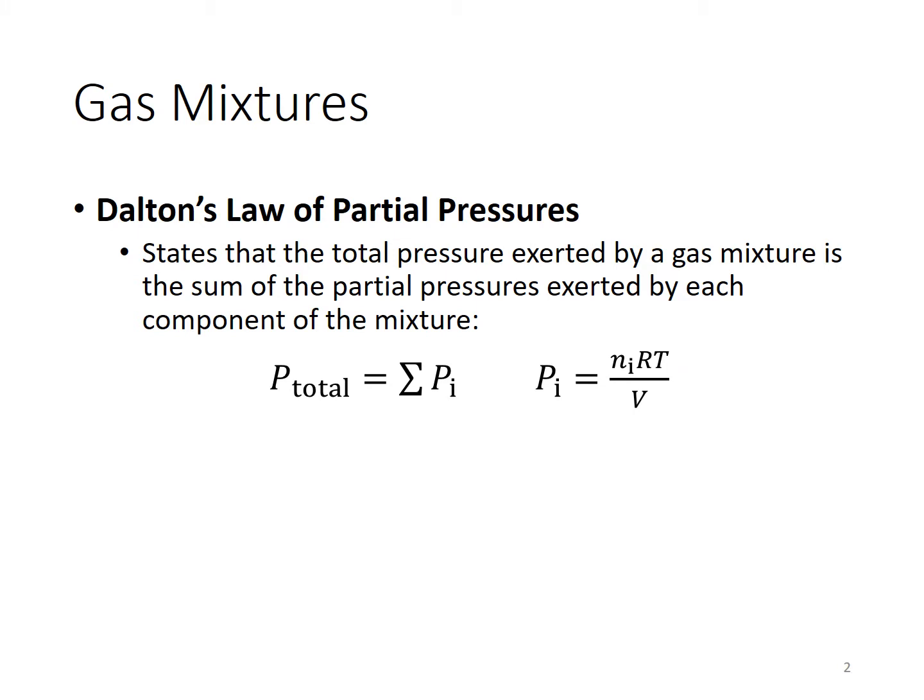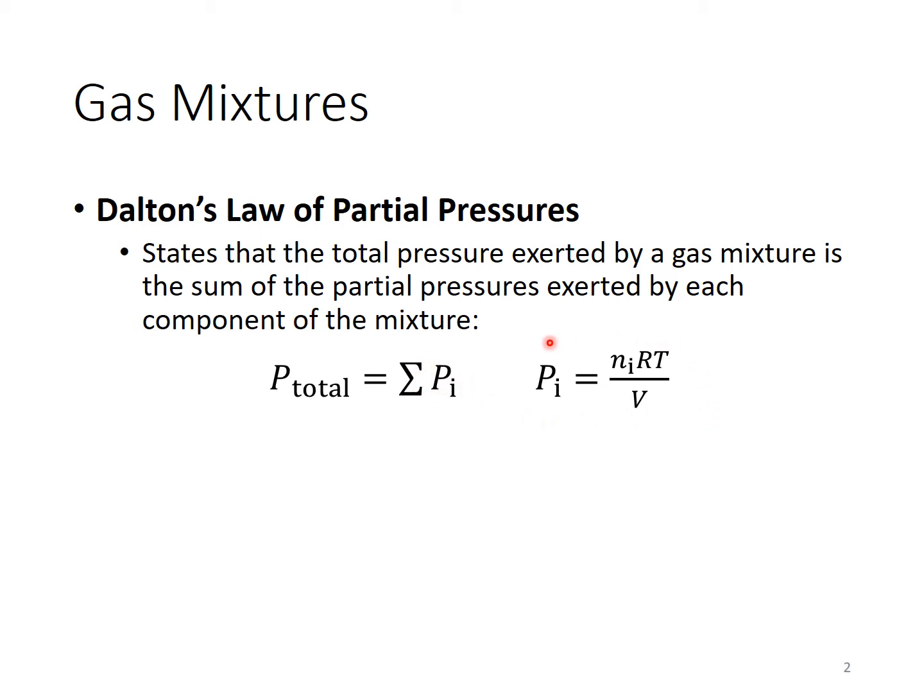This states that the total pressure exerted by a gas mixture is the sum of the partial pressures exerted by each component of the mixture. So this is a little confusing. So here we have pressure total. That capital sigma, it just means the sum of the individual pressures. So this would be pressures of anything, like let's say you have a mixture of N2 and O2. You just add the partial pressure of O2 and the partial pressure of N2 together.